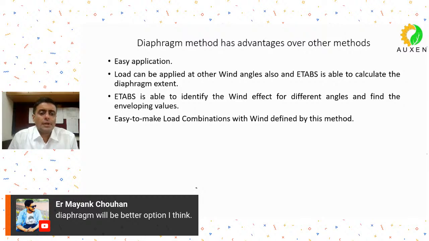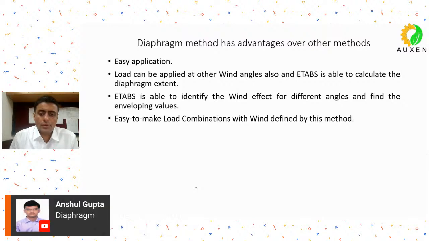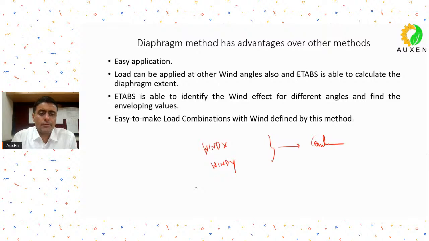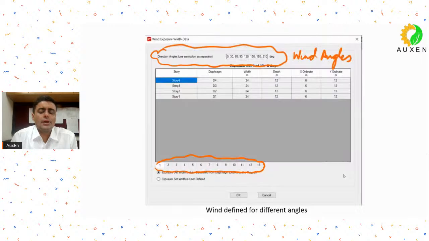Fourth is the load combinations. Let's say you have different wind directions and you make them manually. All of you know if you have, let's say, a wind in X and a wind in Y, then you have to make a whole lot of combinations, correct? And all those combinations need to be made manually. So here, if we use the diaphragm assignment method, then we do not need to make all these combinations on our own. ETABS will automatically do it for us. So these are the advantages it offers.